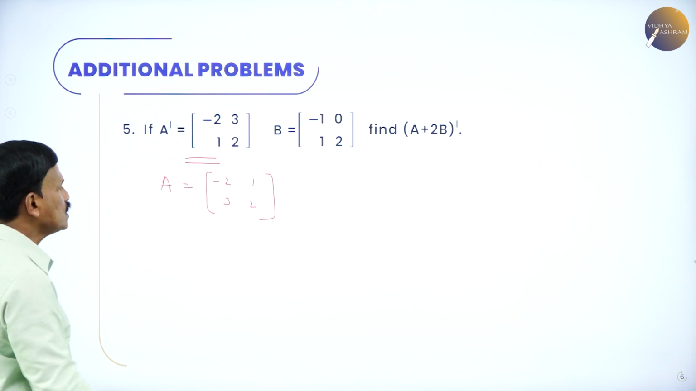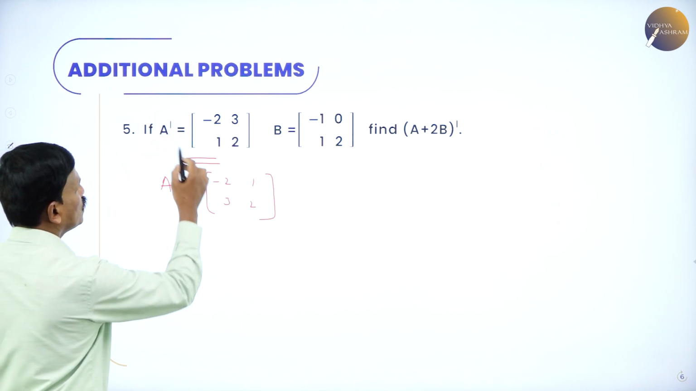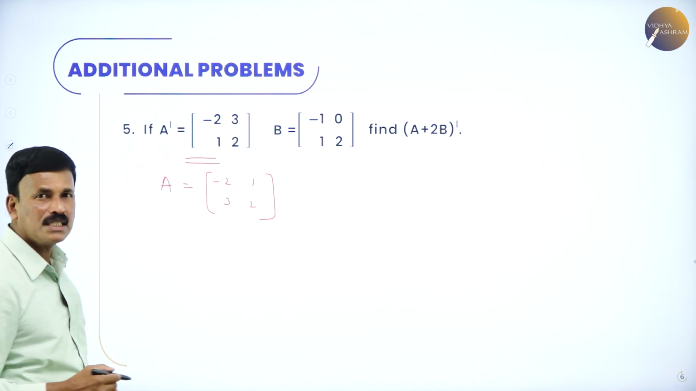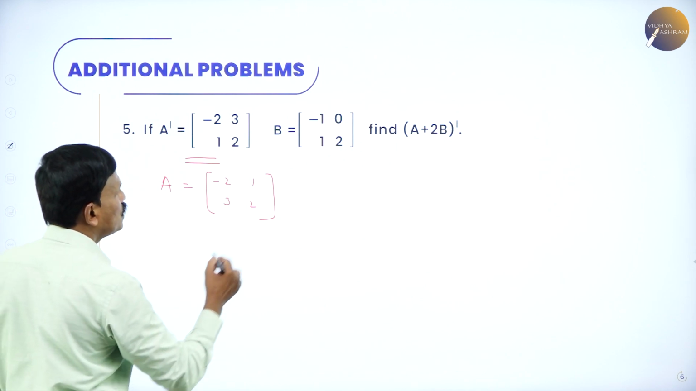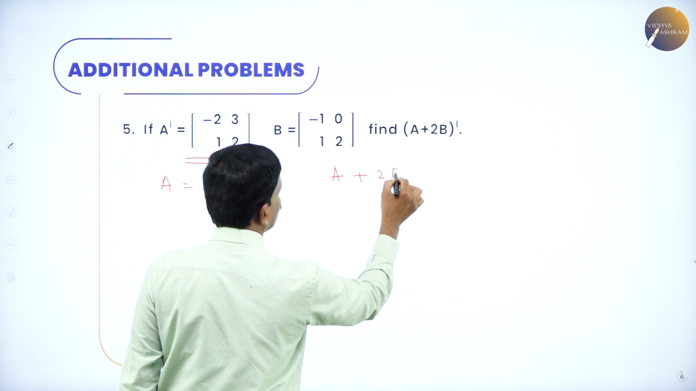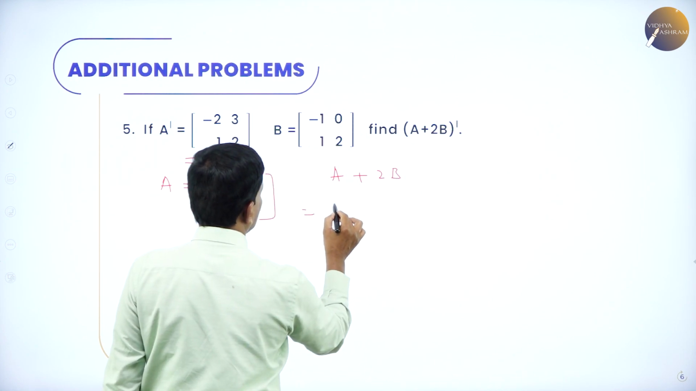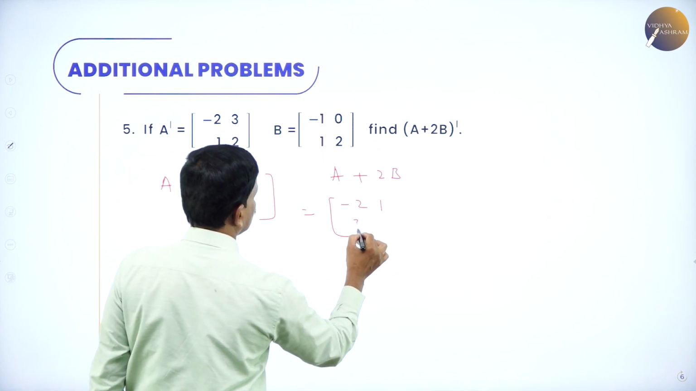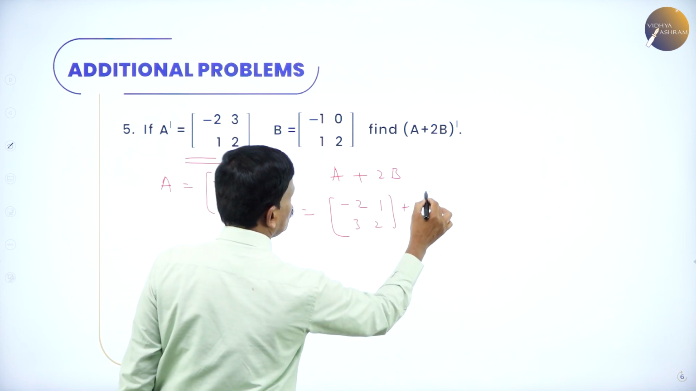See, if you transpose this, first row becomes first column, second row becomes second column, then you will get the matrix A dash. So what is required is to find A plus 2B. First find out A plus 2B. What is A? A is equal to this one, minus 2, 1, 3, 2 plus 2 into B.